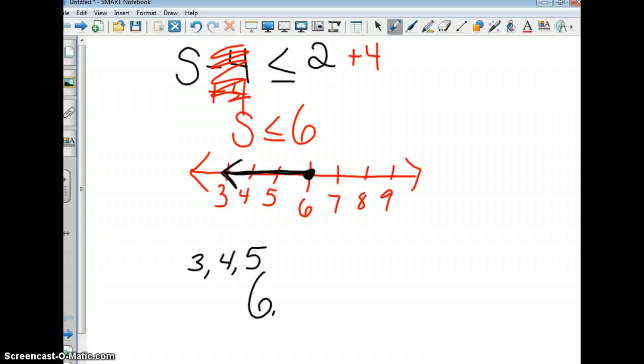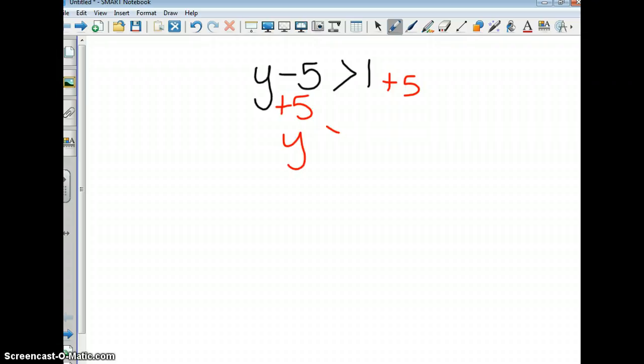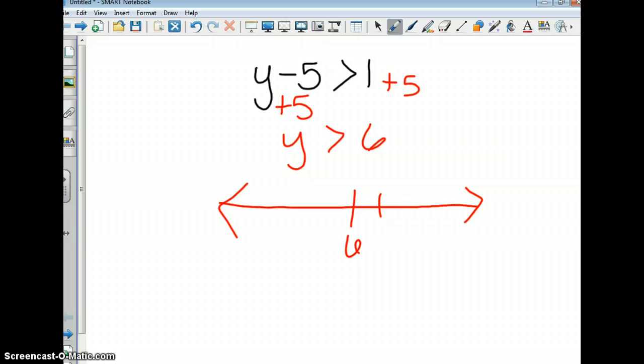Okay, ready for your own? Okay, here you go. So I have to add 5 over here. y is greater than 6. Here's my 6, 7, 8, 9. It's going to go this way.